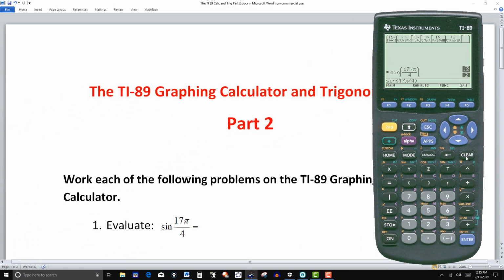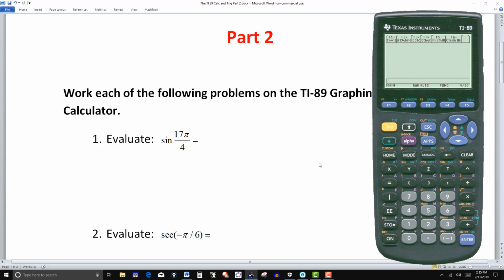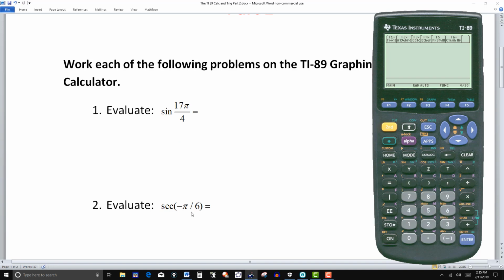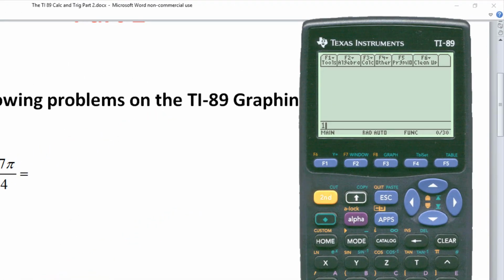Okay, let's clear this and go to the next one. I want the secant of negative pi over 6. So again, secant is 1 over cosine. In this case I get 1 divided by, and then second and Z gives me the cosine function there. Enter a negative, and then pi over here, second, divide by 6, hit enter. Your exact answer is 2 times the square root of 3 over 3. Again, you can get an approximation by hitting the little diamond here, and then enter.